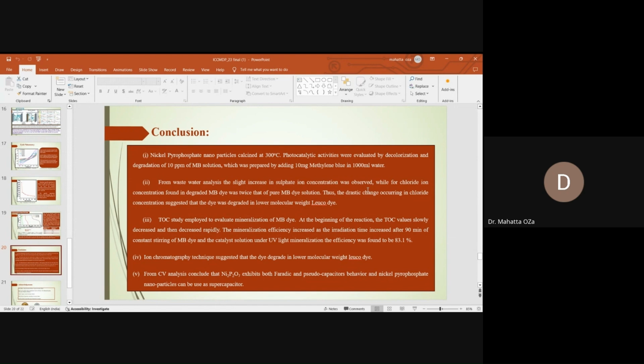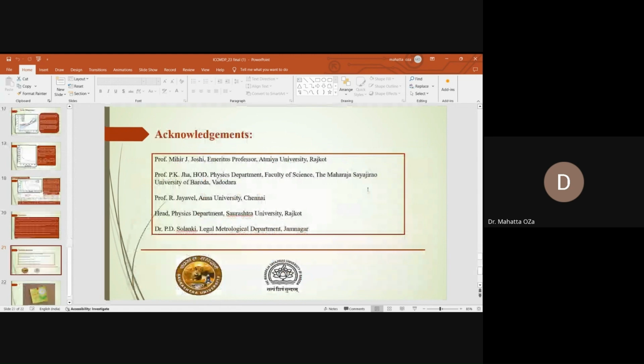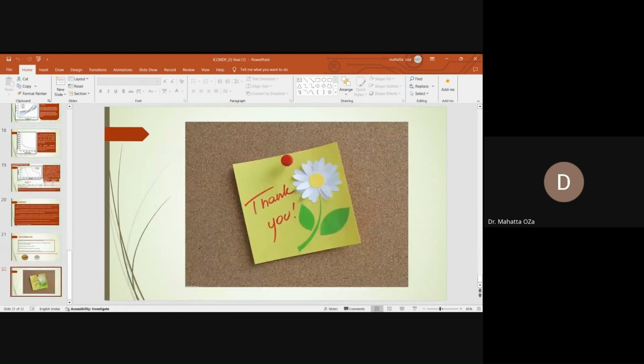And from CV analysis, we conclude that this nickel pyrophosphate exhibits both Faradaic and pseudocapacitor behavior and can be used as a supercapacitor. Finally, I acknowledge the acknowledgements, and thank you for your kind attention.